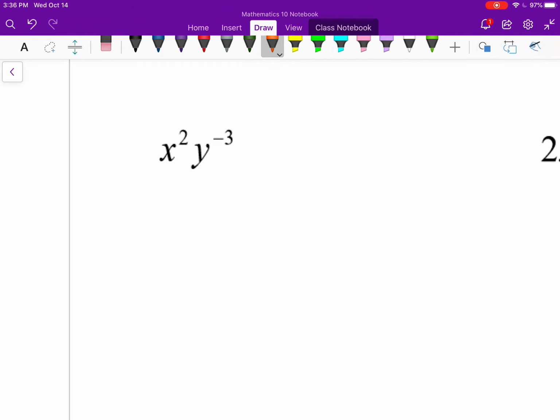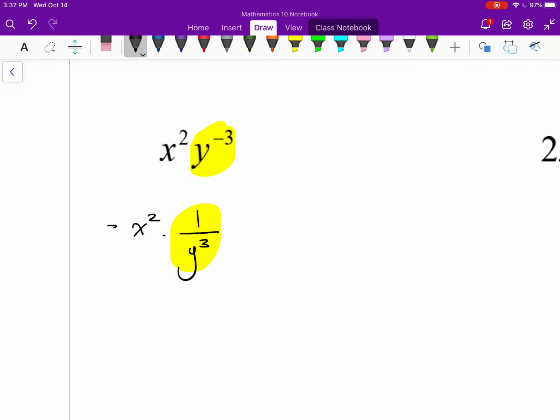I want to write this without any negative exponents. And so now it's all variables in terms of my bases. But really, I just want to focus on this y to the negative 3. What does y to the negative 3 mean? It means 1 over y to the positive 3. 1 divided by y 3 times x squared.